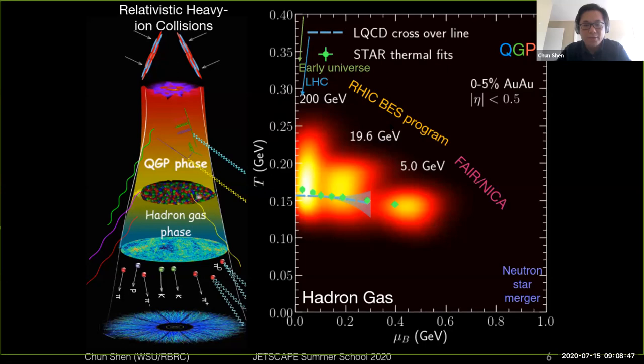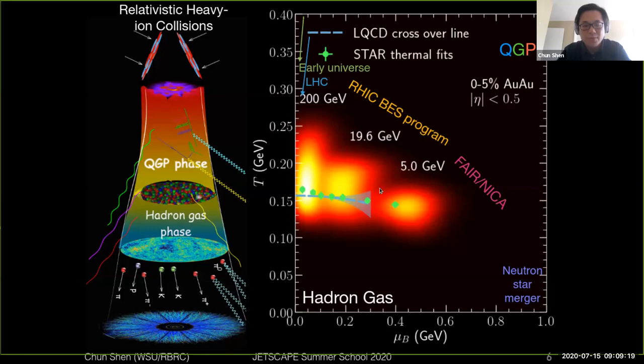If you collide heavy ions at a relatively lower energy, say 19 GeV or even 5 GeV, which is the goal for the current RHIC beam energy scan program, as well as the future NICA and FAIR experiments, you're actually looking at heavy ion collisions at finite baryon chemical potential, where the finite baryon density plays a role. And we are looking at the phase structure of QCD in the finite baryon chemical potential region.